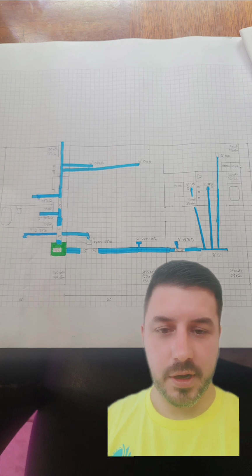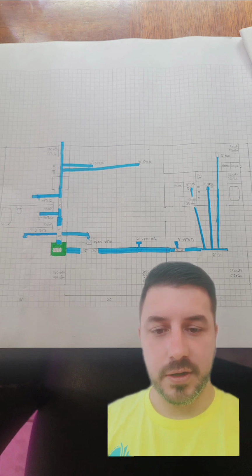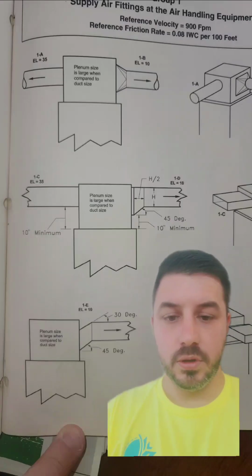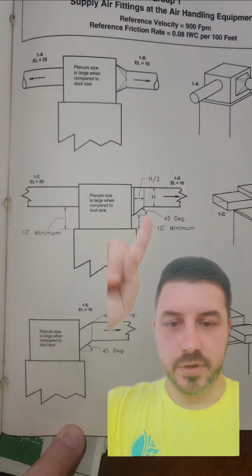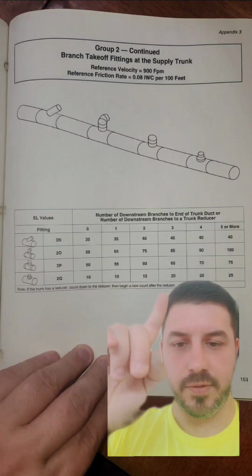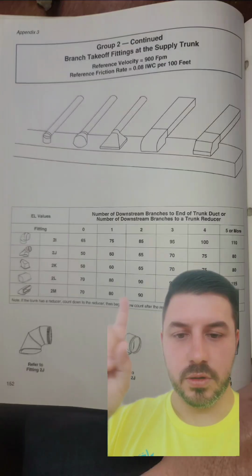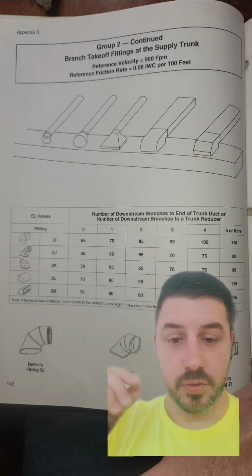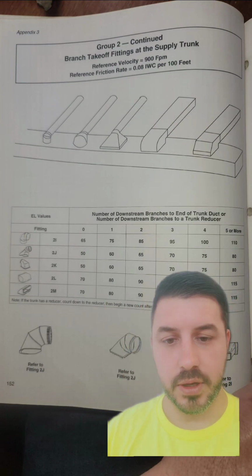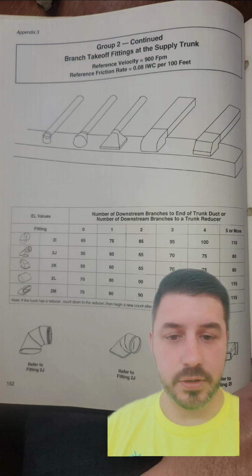We got to find a common denominator, and all those different fittings have different total effective lengths. Let me show you. See, like these plenums right here, they have different total effective lengths. These different branch connections, different total effective length. We're going to add them all up so that way we get a total effective length for the whole duct system.